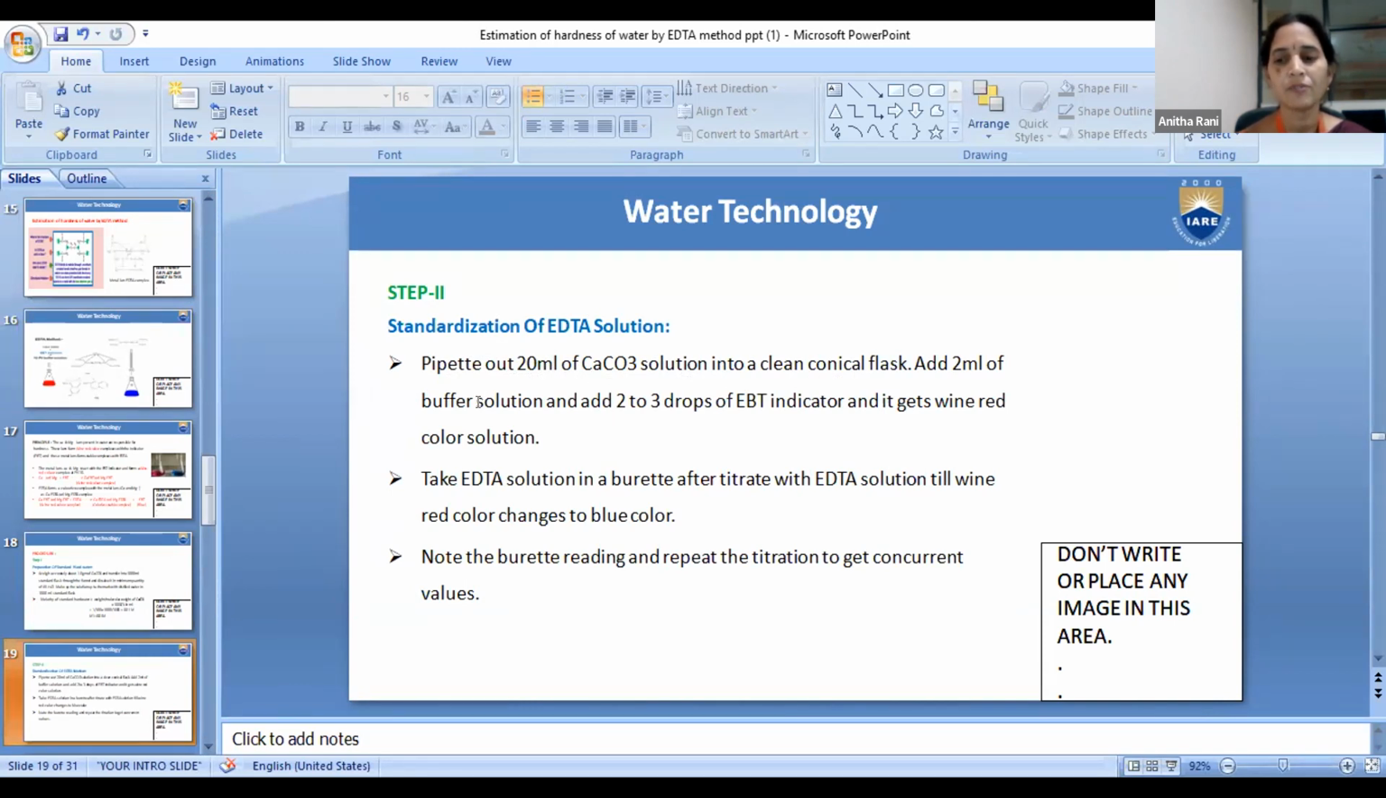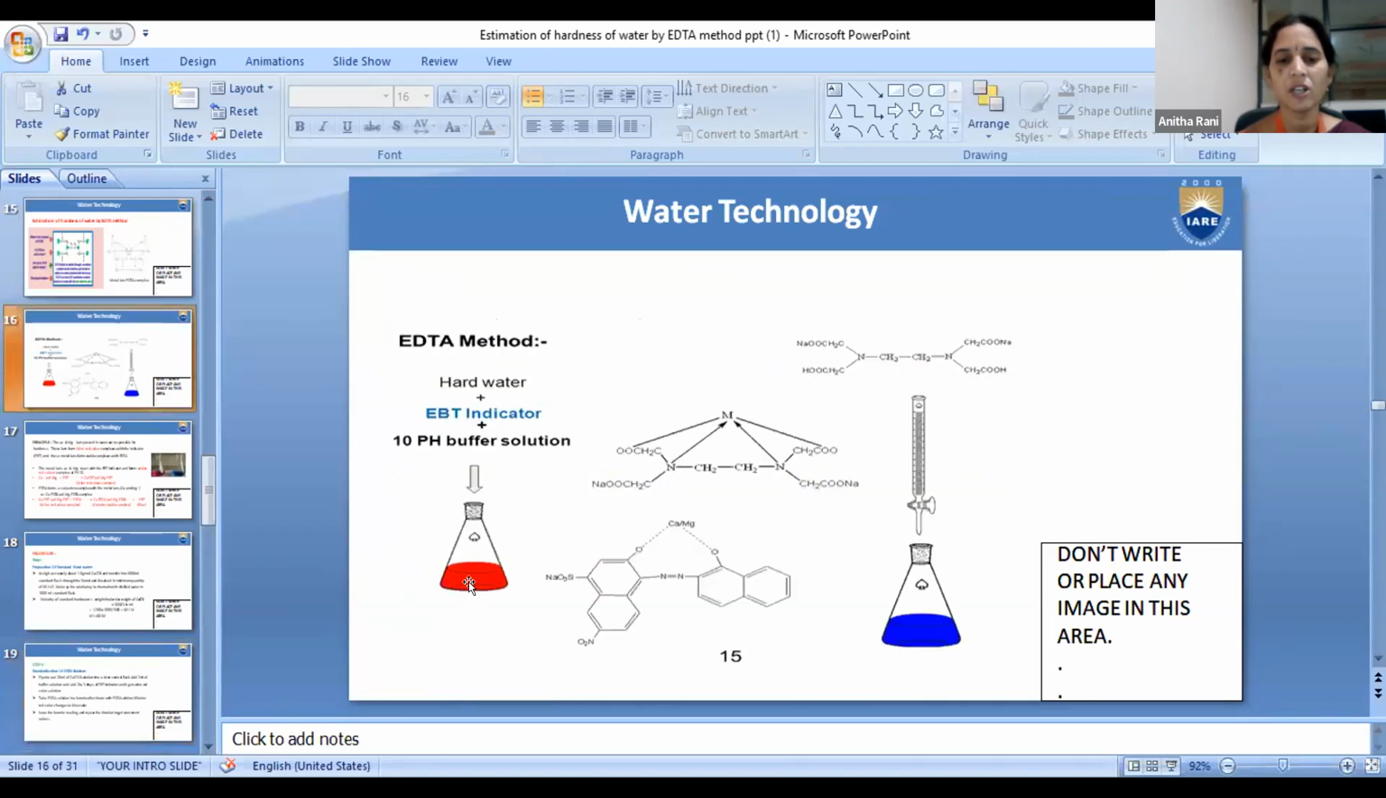Add 2 ml of buffer. So in the conical flask, you have to take first 20 ml of standard calcium carbonate solution. Immediately add EBT indicator, 3 drops, in the conical flask only. And in the conical flask only, you have to add 2 ml buffer.